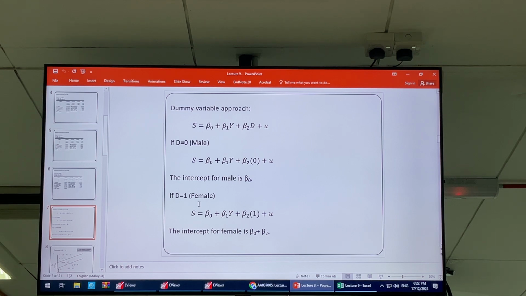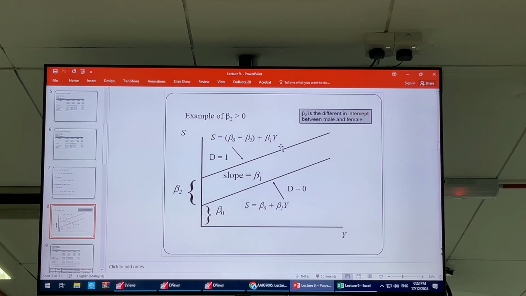And then for the case of female, D is equal to 1. So you can rearrange this, and your intercept now is beta 0 plus beta 2. For the case of male, the intercept is beta 0 only, because this term is 0. For the case of female, the intercept is beta 0 plus beta 2. The slope parameters are the same for both categories, male and female, if you use this model. Later we consider a model that allows the slope to be different as well. So in terms of graphical representation, this is the model for male.